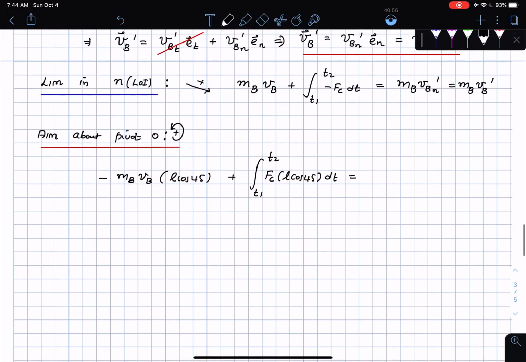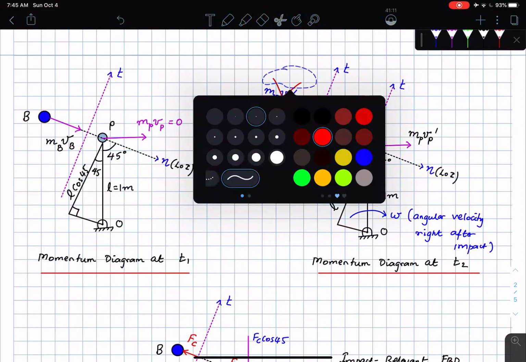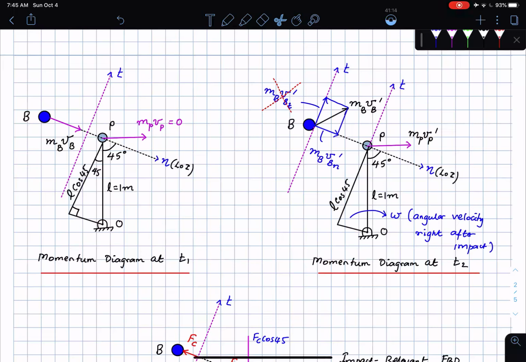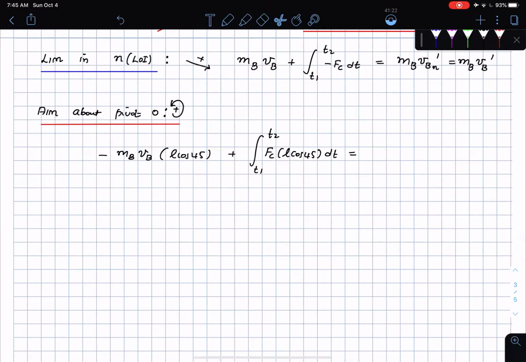And then I go to the momentum diagram at T2. What is the momentum diagram at T2? MB VBT prime is gone. I don't have it anymore. So this anyway is gone. I guess it is still possible to draw them in dotted lines. That creature is completely gone. So MB VBN prime times L cosine 45 is still clockwise, same as before, but VB prime and VBN prime are the same. So I'm going to write this as MB VB prime times L cosine 45. I'm going to call this equation number 1.